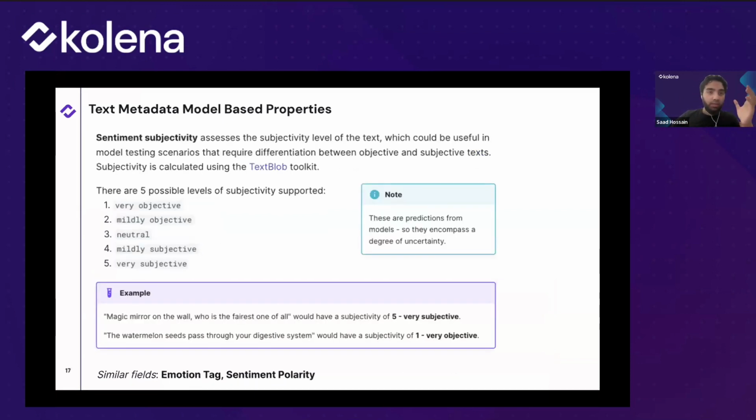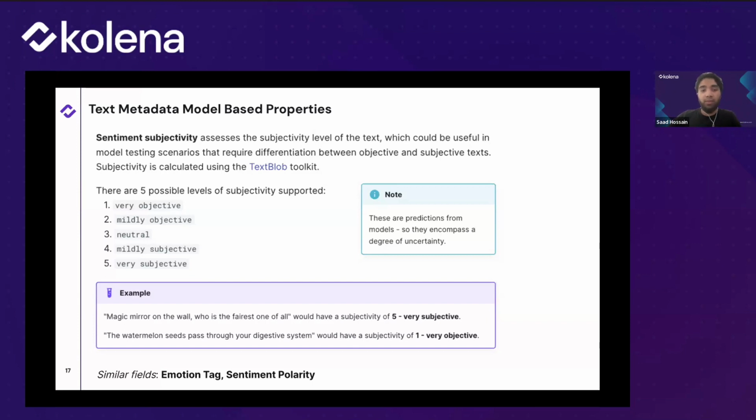Now, outside of these feature-based properties and very standard, well-defined properties, we also have model-based properties such as sentiment, subjectivity, polarity, emotion, and what topic a text is talking about. These are model-based, so they do carry a degree of uncertainty because AI models are, at the end of the day, not perfect. However, they are quite insightful in the sense that they provide salient signals.